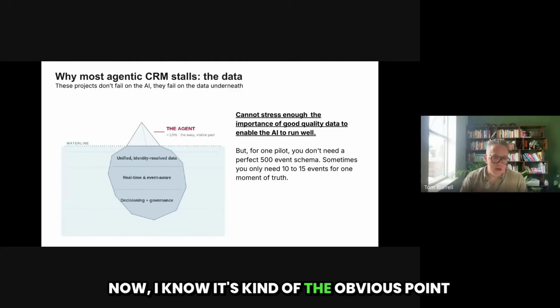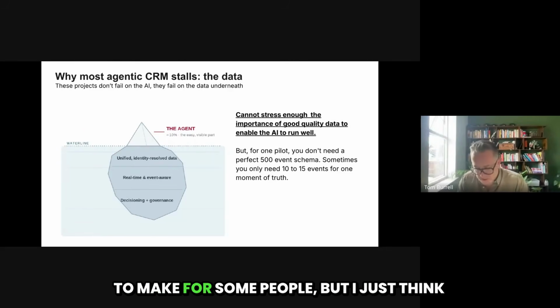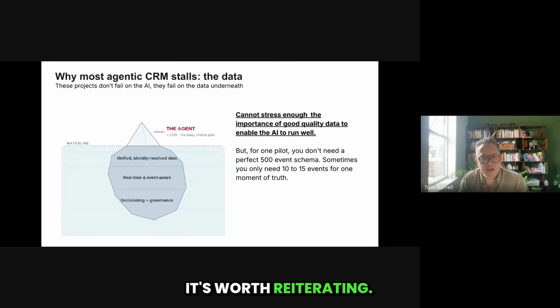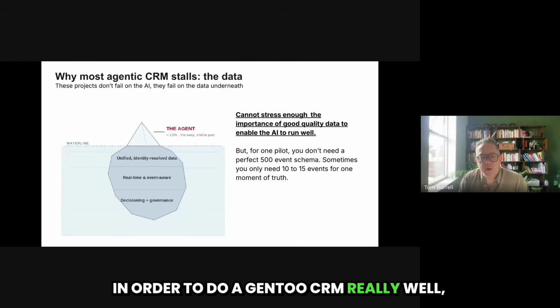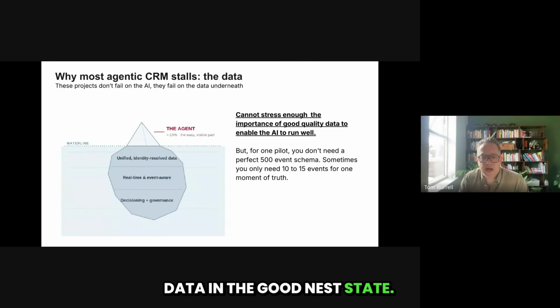Now, it's an obvious point for some people, but I think it's worth reiterating. In order to do agentic CRM really well, you have to have your data in a good state. The project doesn't fail because the AI is no good. The projects fail because you don't have the data in a good enough state. And the old iceberg visual is very important here. And I really can't stress enough the importance of good quality data.